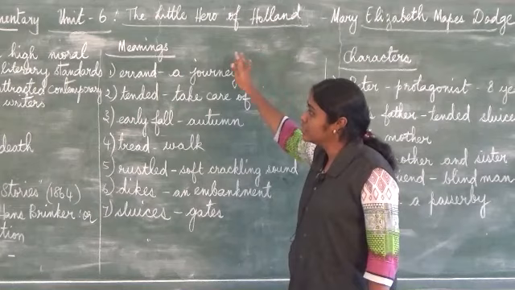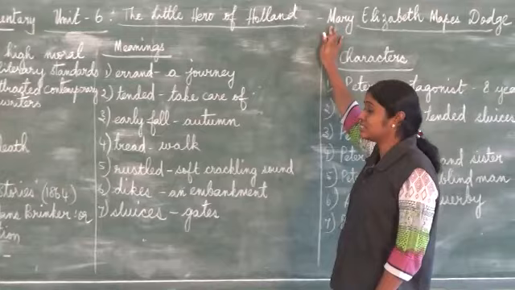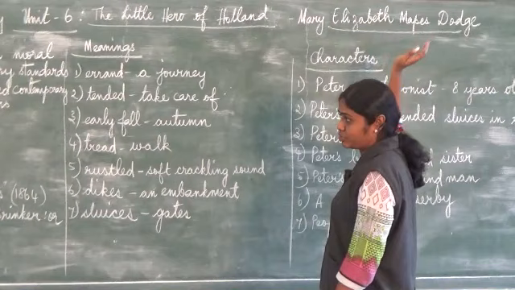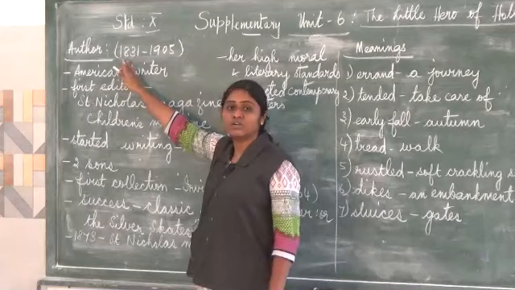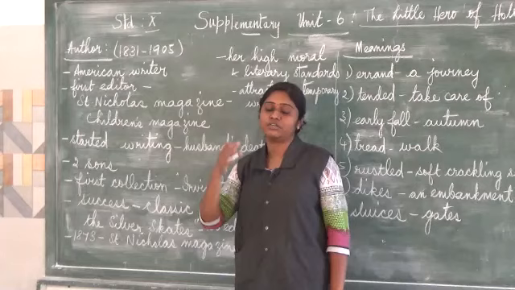Okay, so now before we go to the story, as usual, we will have something about the author, that is, the writer. See, in your textbook, the name of the author is given only as Mary Mapes Dodge, but her full name is Mary Elizabeth Mapes Dodge. Okay, now she was born in 1831 and she died in 1905. So her lifetime is 1831 to 1905 and she is an American writer.